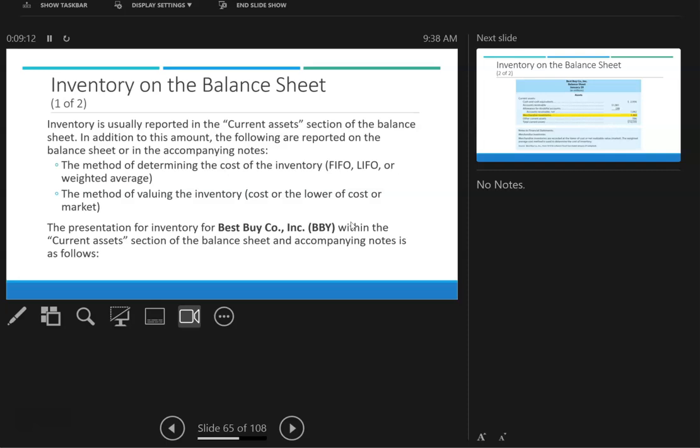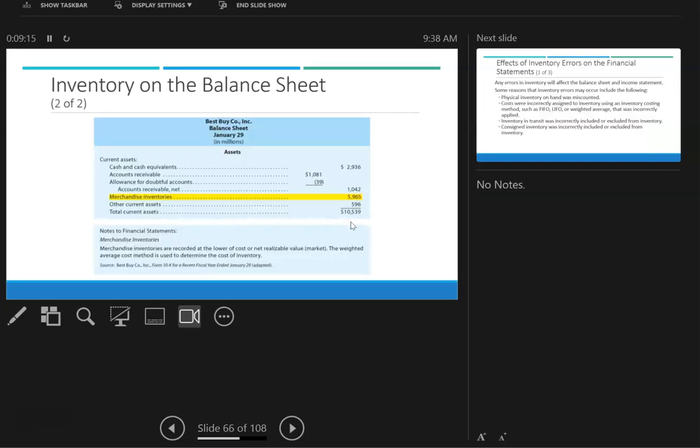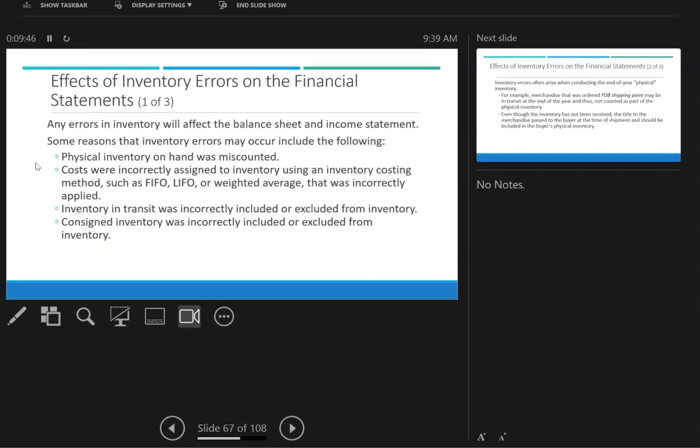With Best Buy showing current assets, here you see their inventory on their balance sheet. You see it's called merchandise inventory. Merchandise inventories are recorded at the lower of cost or net realizable value, the market. The weighted average cost method is used to determine the cost of inventory. Isn't that interesting? We know Best Buy uses the weighted cost method in determining their inventory. 95% of public companies use FIFO. Why? Because it's easiest.